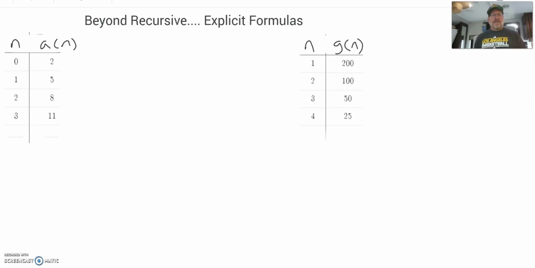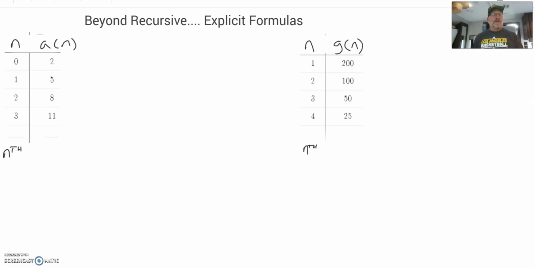The idea of explicit formulas is I want to get the nth term without knowing the previous term, like we did in recursive language. I want to get the nth term without getting the previous term. So that's my goal here. How do I get the nth term? Well, we're going to make an explicit formula.